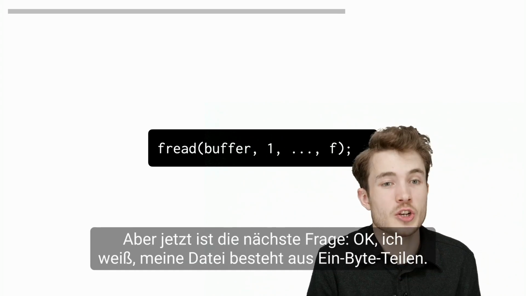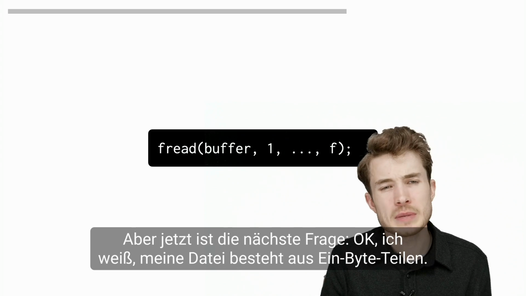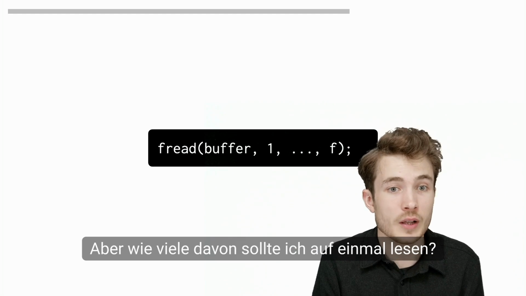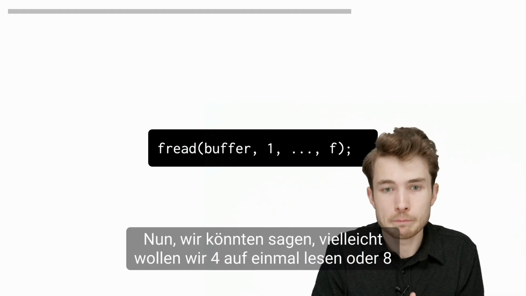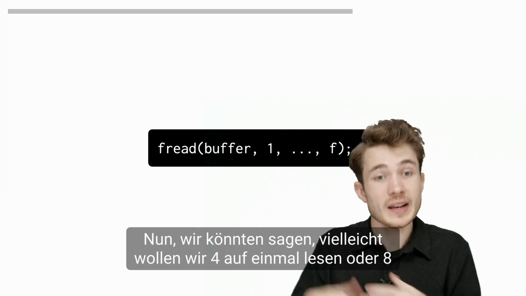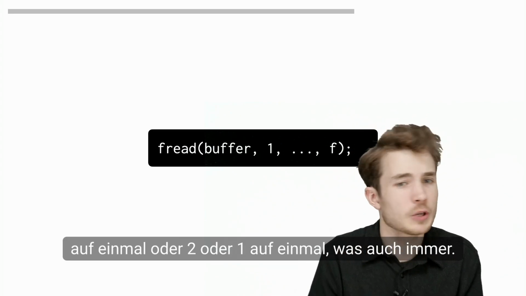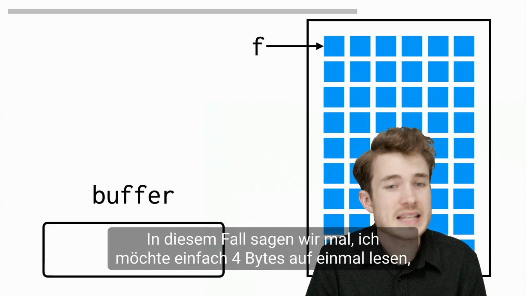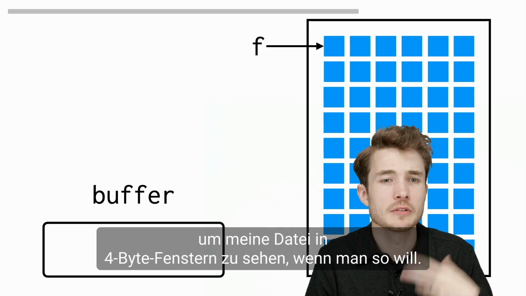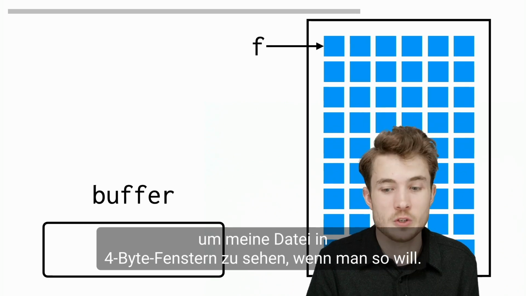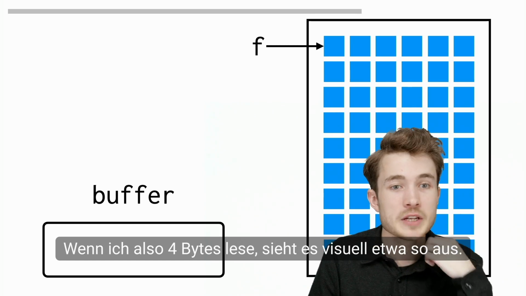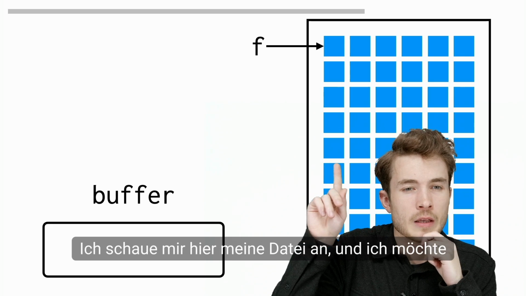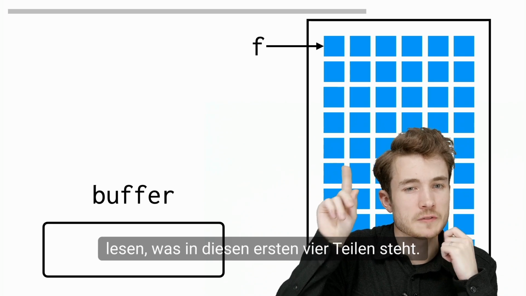But now the next question is, okay, I know my file is made of 1 byte chunks, but how many of those should I read all at once? Well, we could say maybe we want to read 4 at a time, or 8 at a time, or 2 or 1 at a time, whatever it is. In this case, let's say I want to read just 4 bytes at a time, able to see my file in 4 byte sliding windows, if you will. So here, if I read 4 bytes, visually it looks a bit like this. I'm looking at my file here, and I want to read whatever is in these first 4 chunks.